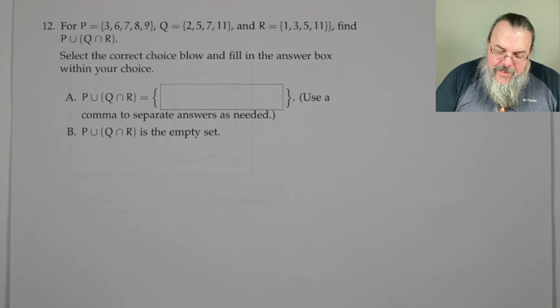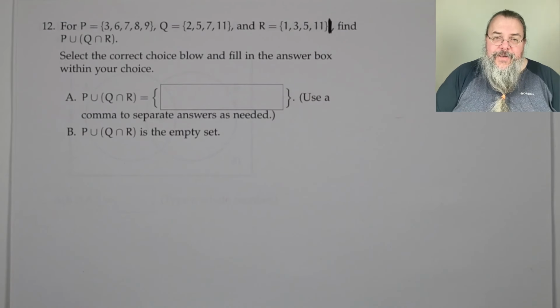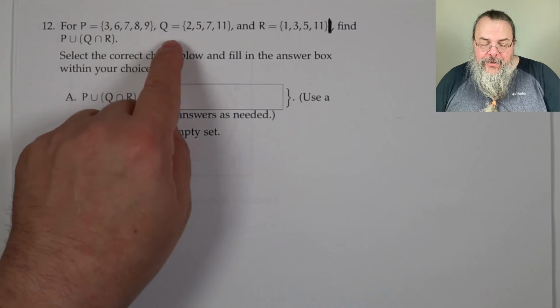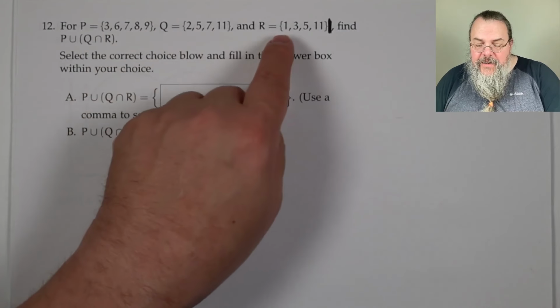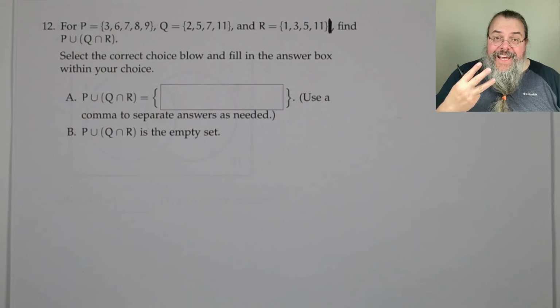And I already see I have a typo here. I don't know why they put that there. There was an extra bracket. So P is 3, 6, 7, 8, 9. Q is 2, 5, 7, 11. And R is 1, 3, 5, 11. Okay, so we have 3 sets.